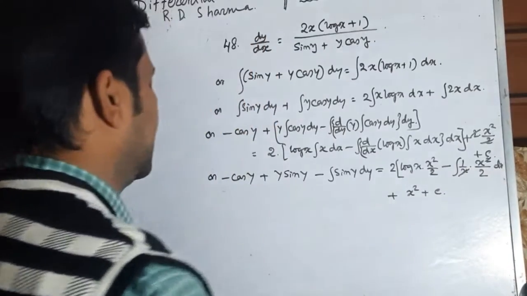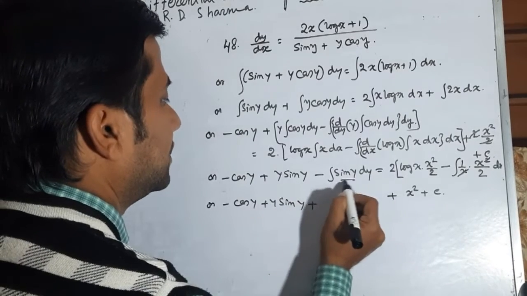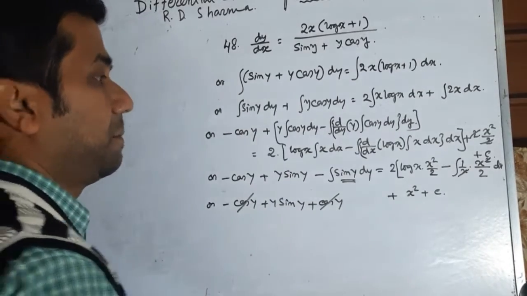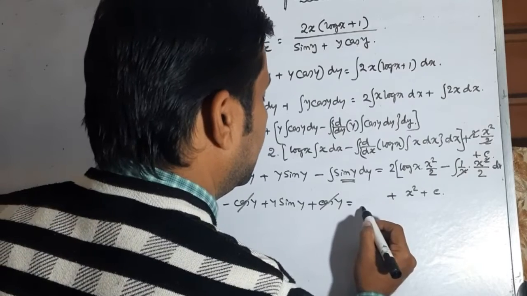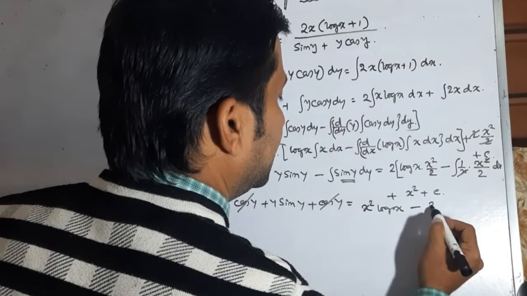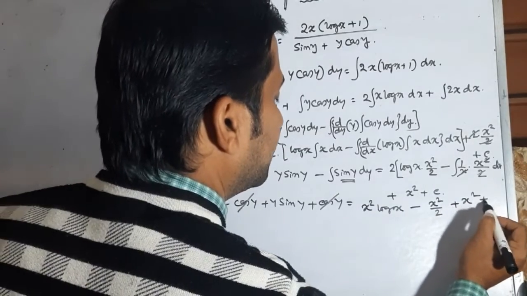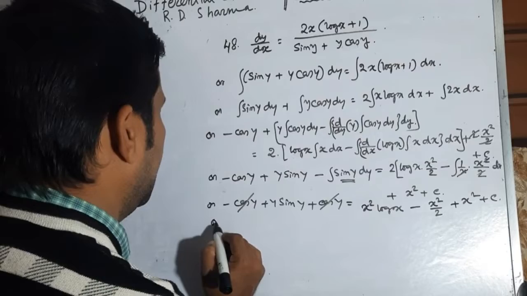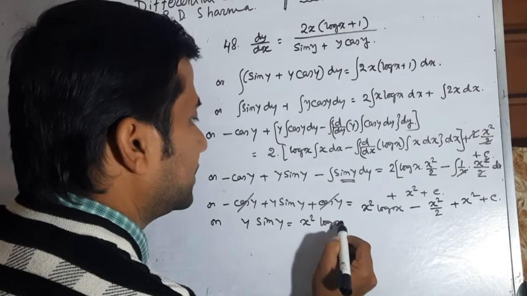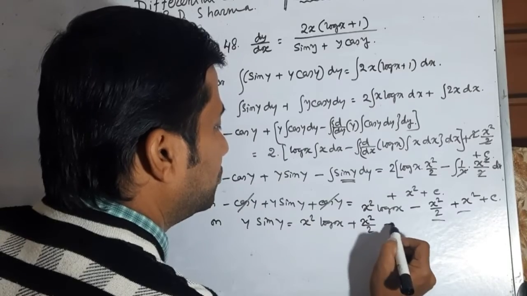Now cancelling x, we get minus cos y plus y sin y plus integration of minus sin y means cos y, cancelling cos y, this is x square log x minus x square by 2, cancelling 2, x square by 2 plus x square plus c, or y sin y is equal to x square log x plus, this means minus half plus 1 is equal to x square by 2, plus c.